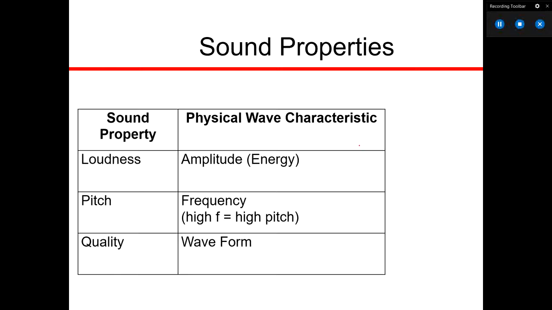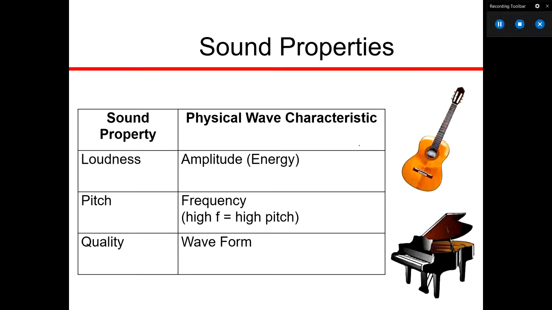And the last one is quality. What I mean by quality is, for example, everyone here has probably heard a guitar and a piano play. They have very different, distinct sounds. Yet both a guitar and piano can play the exact same note. They can both play, say, a C note, and they can both play that note at the same volume.